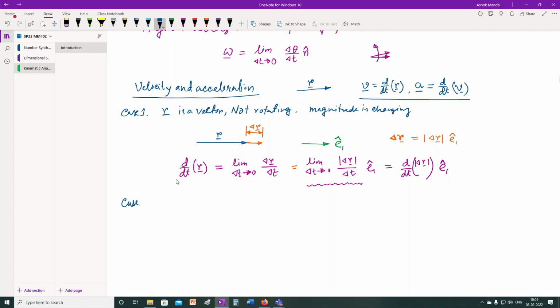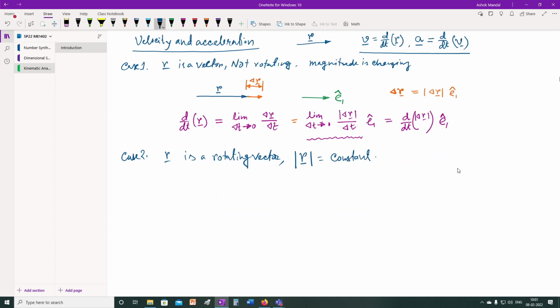Now we take case 2. This differentiation is very simple. Now we take a case where R is a rotating vector, but the magnitude of R is constant. Now what will happen if we want to take the derivative? Let us first draw this, and then we will find out the derivative of this vector R.